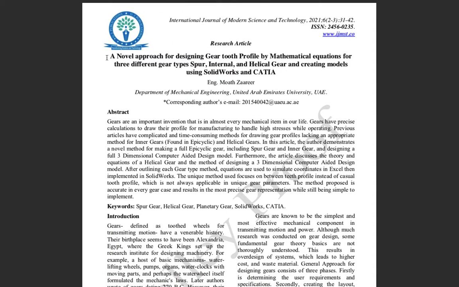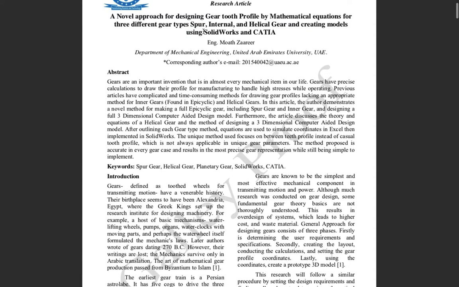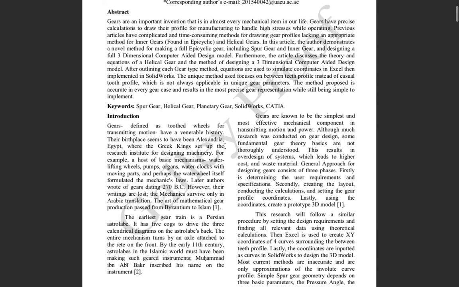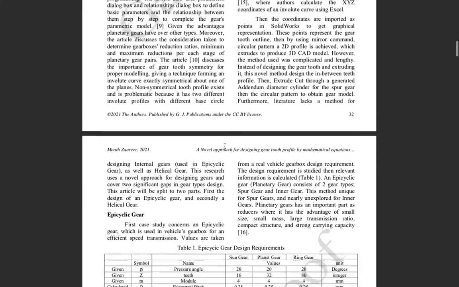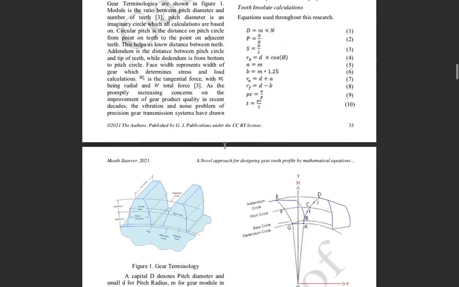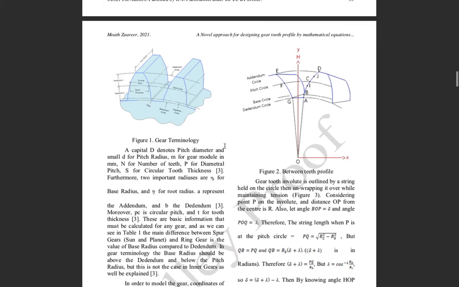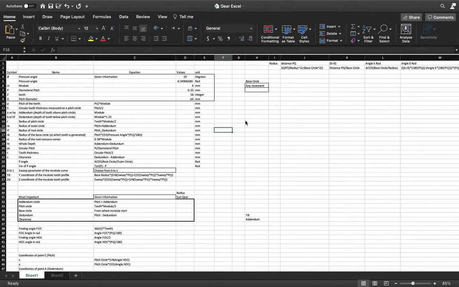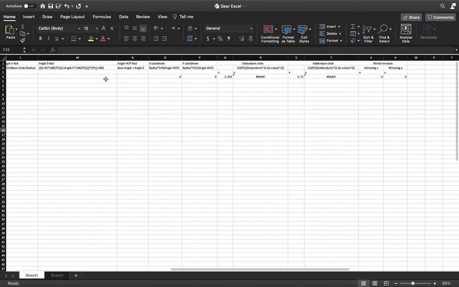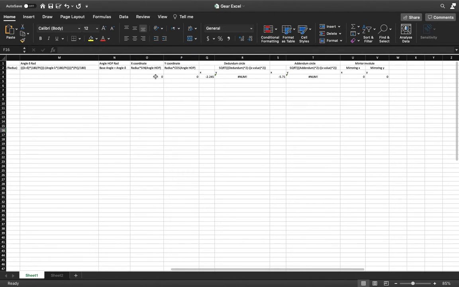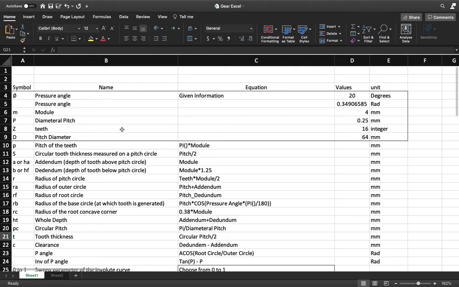Actually, I did research about this topic and I covered spur, internal and helical gears using SolidWorks and CATIA depending on the gear, but for spur gears we use SolidWorks, it's easier. In this research I explained the whole process, and today I'm going to summarize or maybe simplify it by explaining it in a video. First of all, here's an Excel template that I created for the research and I will use it to explain in this video.